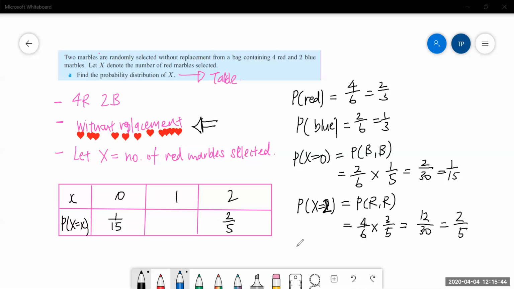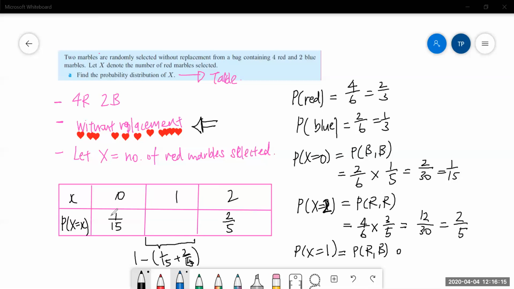Okay, so lastly, we want to find the probability of X equals 1. Which can be the probability of red, comma, blue, right? Is that the only way? No. What is the other way? 1 minus that and... Correct. Very good. That is the way that I want. So this is always the most preferred way. 1 minus 1 over 15 plus 2 over 15, 2 over 5, sorry.